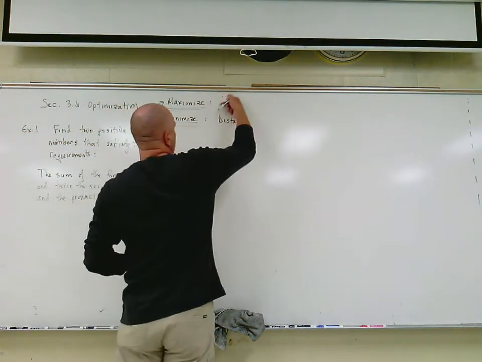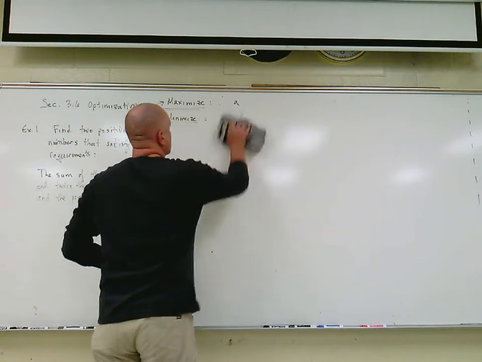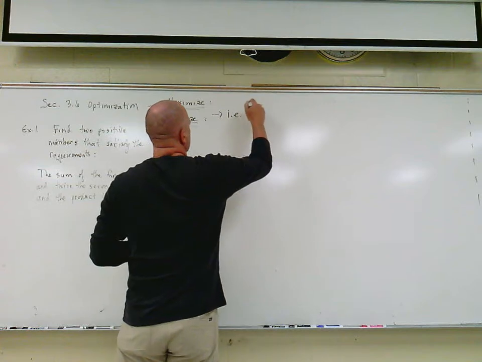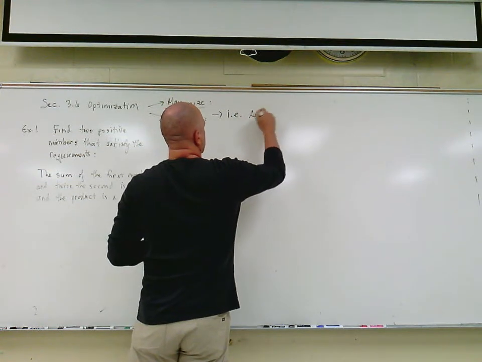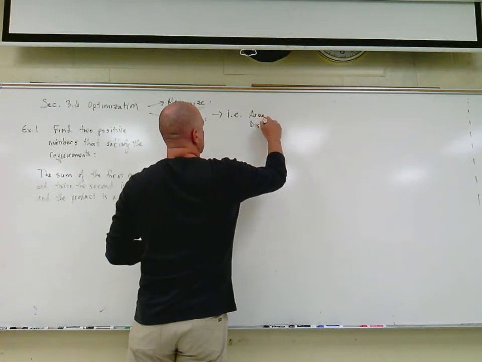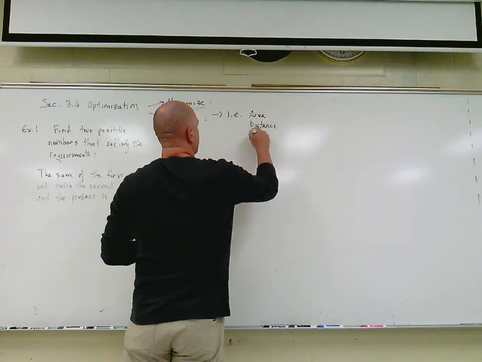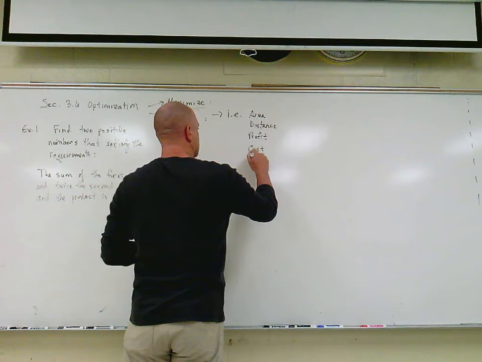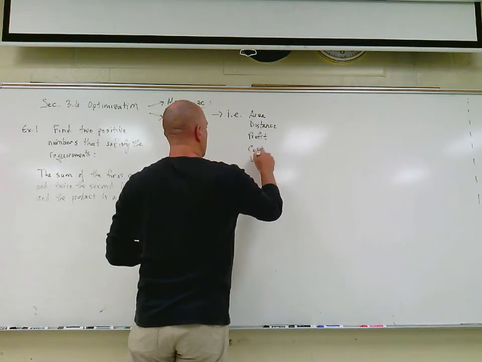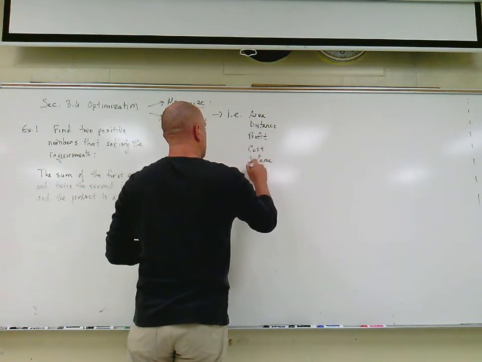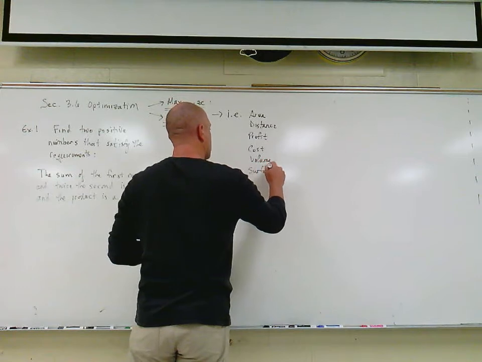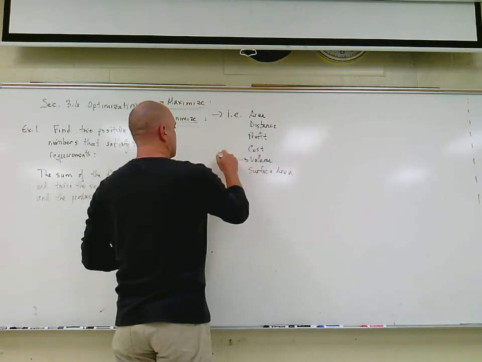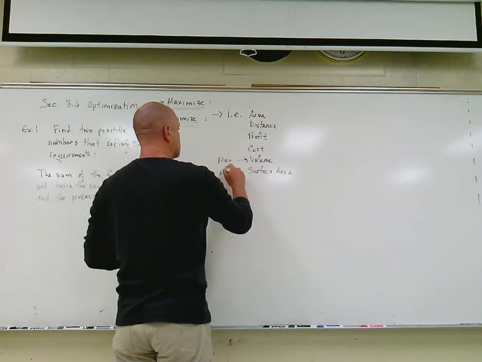So for example, area, distance, we could maximize profit, maybe minimize cost, maximize volume, but minimize surface area. Why might you ever want to do these together? Maximum volume, but minimum surface area.